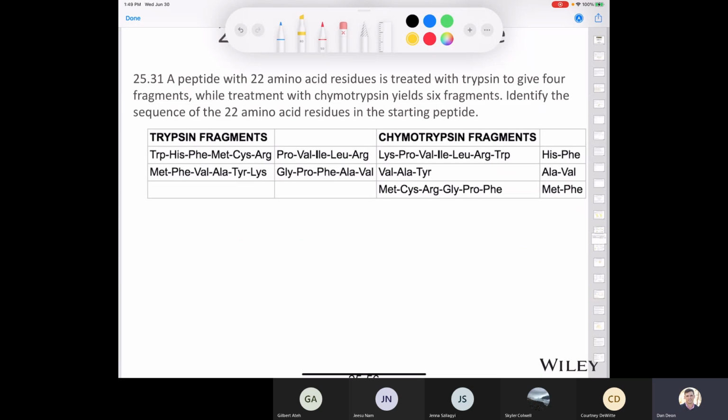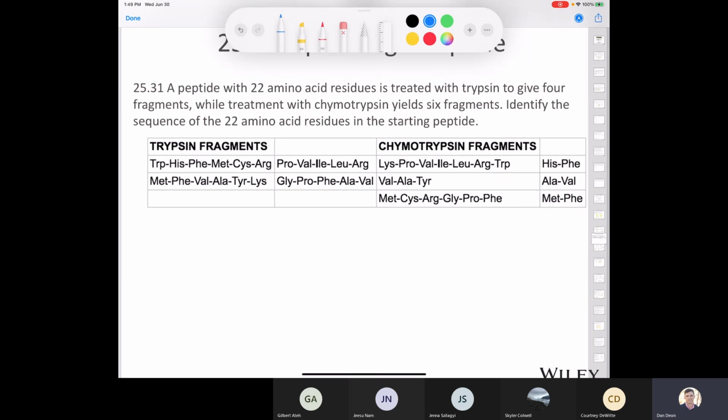Well, we know that trypsin is going to cleave them on the carbonyl side. So let's write it up here. So trypsin will cleave on the carbonyl side of arginine and lysine. So look, if we look at the trypsin fragments, we have arginine, lysine, arginine. We've got a valine over here. So that suggests that this is my C terminus.